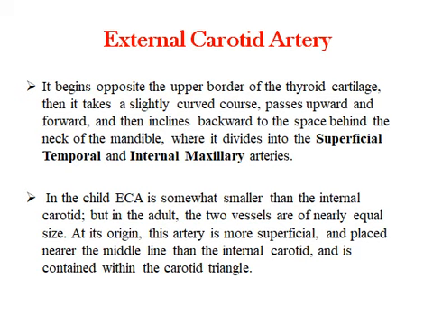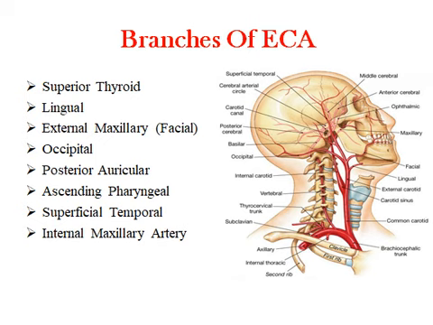Now coming to the branches of the external carotid artery. It has 8 branches. The first branch is the superior thyroid artery, second is the lingual artery, third is the external maxillary or facial artery, fourth is the occipital artery, fifth is the posterior auricular artery, sixth is the ascending pharyngeal artery, seventh is the superficial temporal artery, and last is the internal maxillary artery.